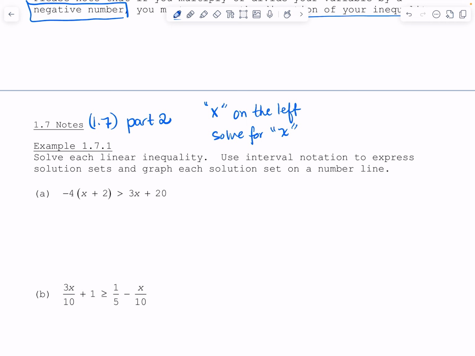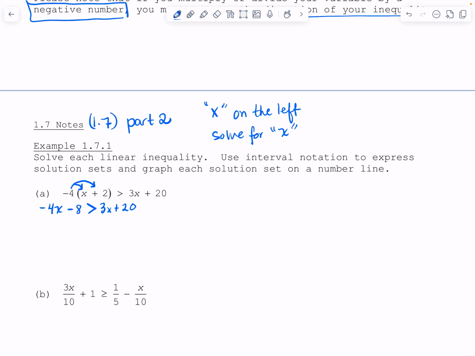So for example 1.7.1, solve each linear inequality, use interval notation to express the solution set, and graph each solution set on a number line. So we have a couple pieces for each problem. The first thing we want to do is get all x's on the left-hand side. But before I do that, I'm going to have to distribute this -4 and do multiplication over addition. So I do -4 times x, which is -4x, -4 times 2, which is -8. That is greater than 3x plus 20.